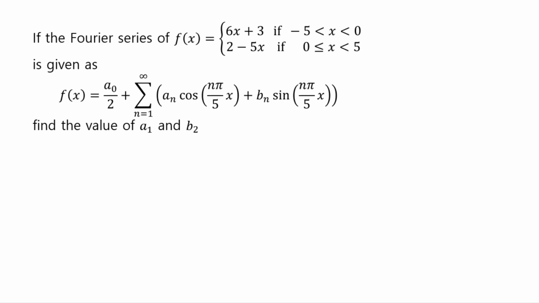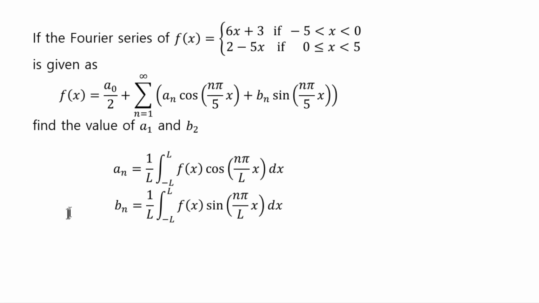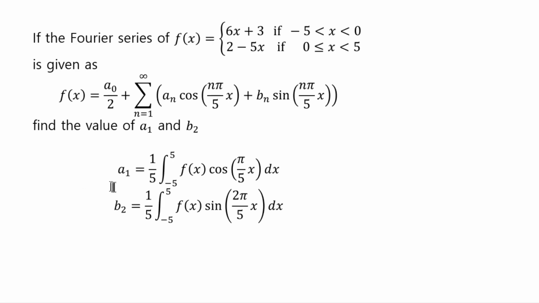Let's say you're given this piecewise function, and in the Fourier series you have to find a1 and b2. You'll need the formula for the Fourier series, and because the interval is from -5 to 5, L is 5. And then we need a1 and b2, so I replaced n by 1 and 2. That leaves us with these two integrals, which should be straightforward in calculation.